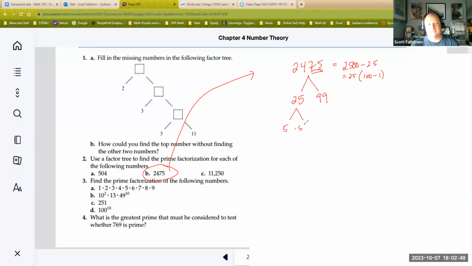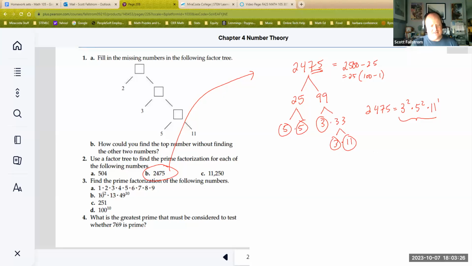25 is 5 times 5. 99, why don't I do 3 times 33? And 33 would be 3 times 11. So there we go. It says use the factor tree to find the prime factorization, so I want to make sure I list it as 3 squared, which takes care of those two. Then I have a 5 squared, that would be these two over here. And finally, an 11. You could leave 11 by itself or write 11 to the first power. It means the same thing, but this would be our prime factorization.